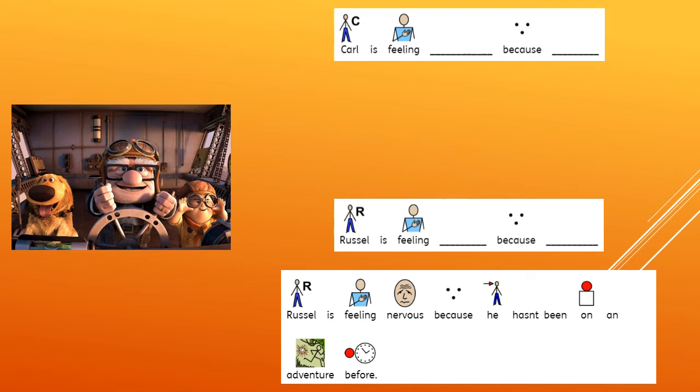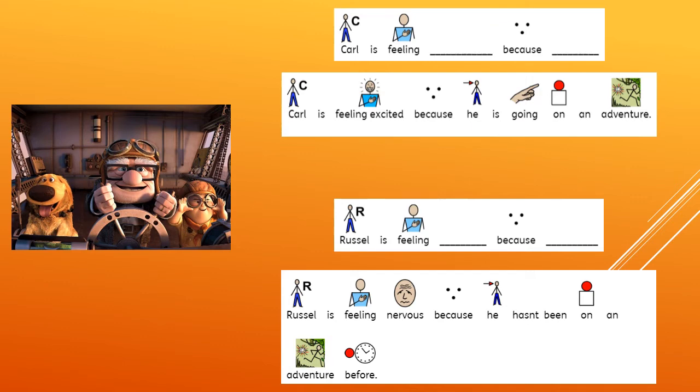Good effort. What I would like you to do now is let's create one together. So I'm going to look at his facial expression. I think maybe he's feeling quite happy because he's smiling, maybe excited. Let's see which one I came up with. Carl is feeling excited because he's going on an adventure.